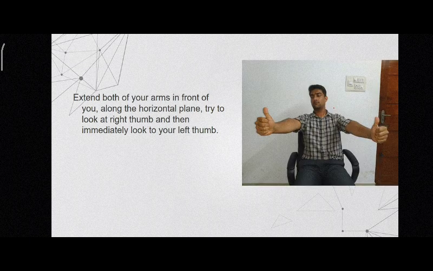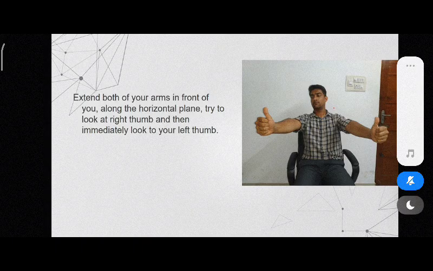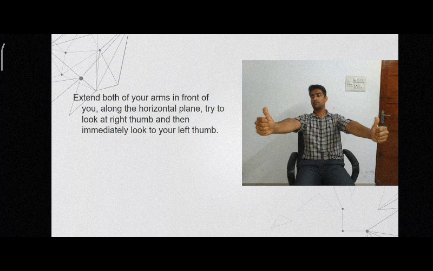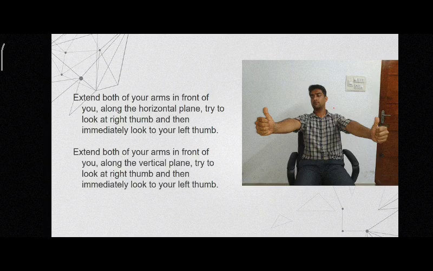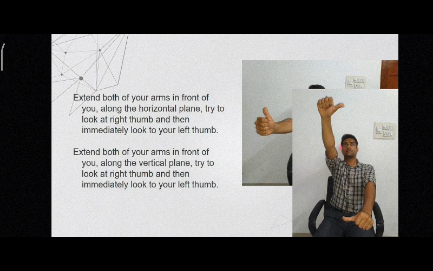Next, you can do the saccades test, in which we ask the patient to extend both of their arms in front in the horizontal plane and try to look at the right thumb and then immediately at the left thumb. They have to repeat this exercise at least 15 to 20 times, and they will feel a little bit dizzy, but still you have to continue these exercises. Then you can do this for the vertical plane also and ask the patient to repeat this exercise. This is a very good exercise for gaze stabilization.